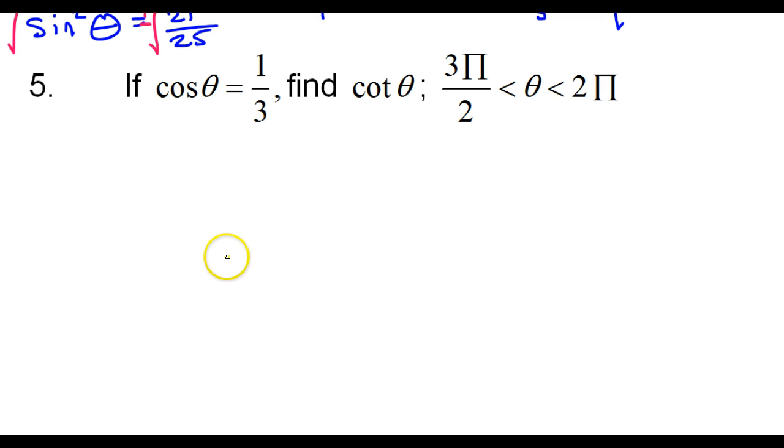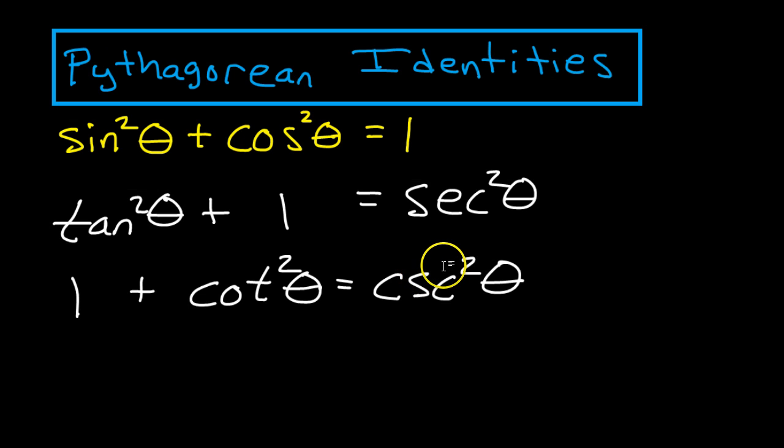Alright, in this video we will continue practicing using trig identities to find the value of trig functions. Right now we are working with the Pythagorean identities, of which the main one is sine squared theta plus cosine squared theta equals 1. But we found that by dividing everything by cosine squared theta we could get the middle one. And by dividing everything by sine squared theta, we could get the bottom one.